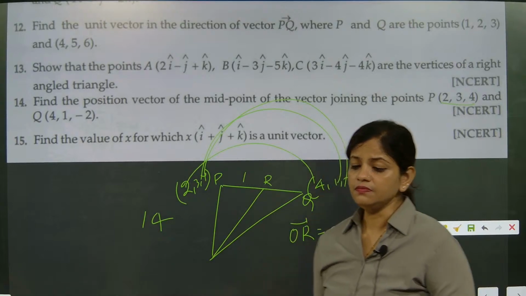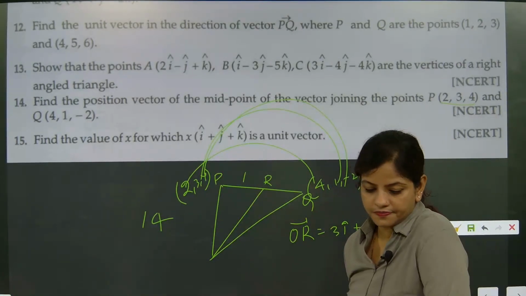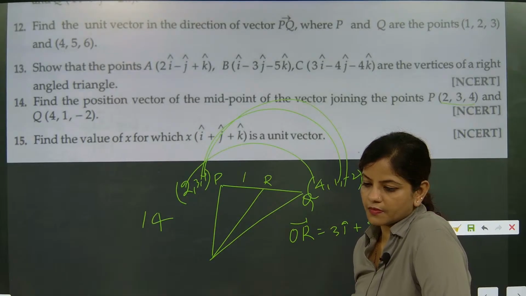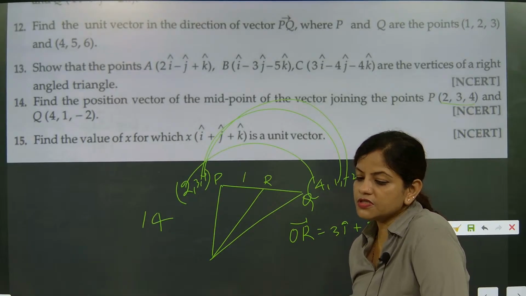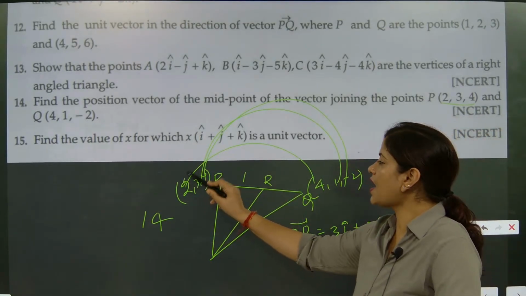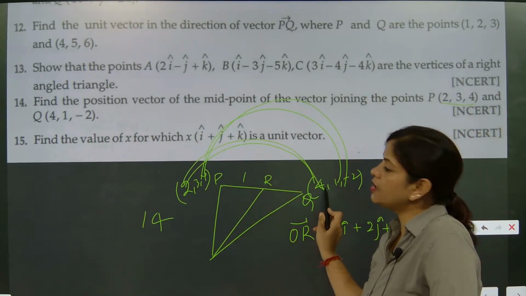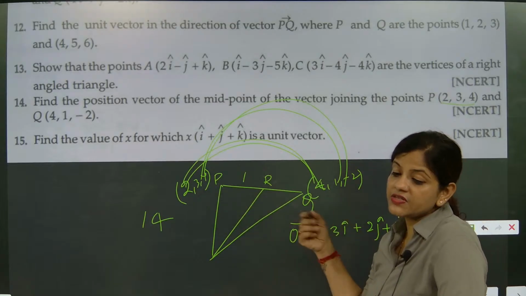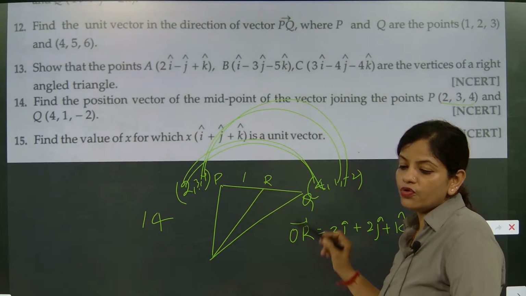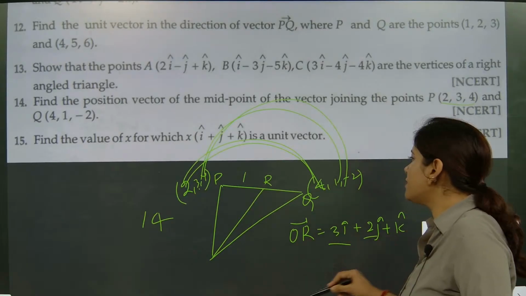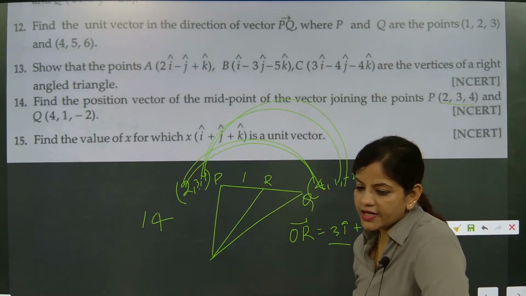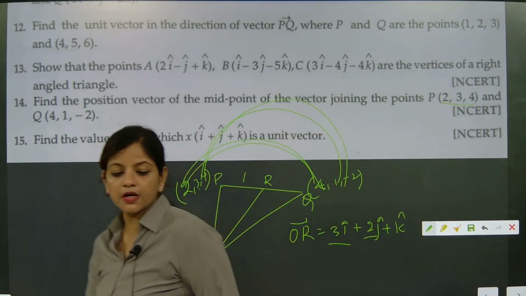Is this done? So this is exactly coming as 3i, 2j, because it is a midpoint, the i component will be added to the i component. So 2 plus 4 will become 6, 6 divided by 2 will become 3, so 3i is coming. 3 plus 1, 4, 4 divided by 2 means 2j is coming. 4 minus 2 is 2, 2 divided by 2 means 1 is coming. Yes, got the answer, Kishore? Absolutely, beta.